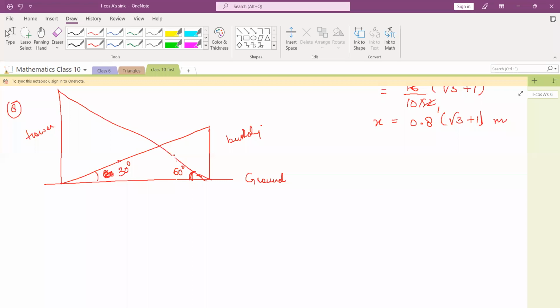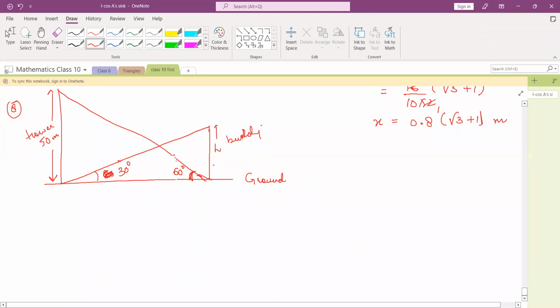If the tower is 50 meter high, so this length is 50 meter. Find the height of the building. So you have to find the height of the building, which you can take h, right? Sometimes you get confused with hypotenuse, so I avoid taking h. Take it x, okay? Sometimes h can be confused with hypotenuse.